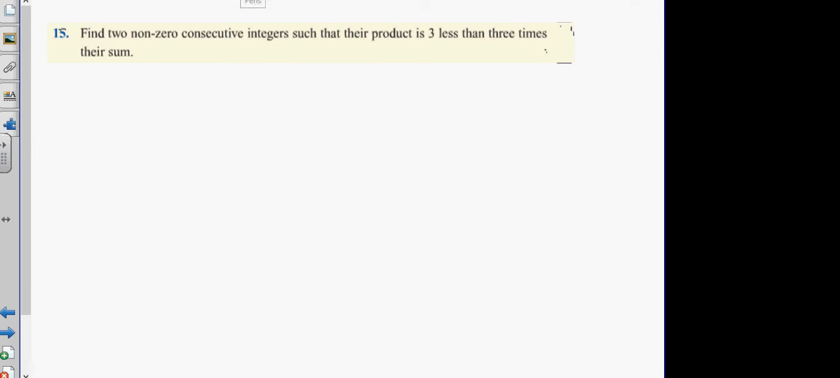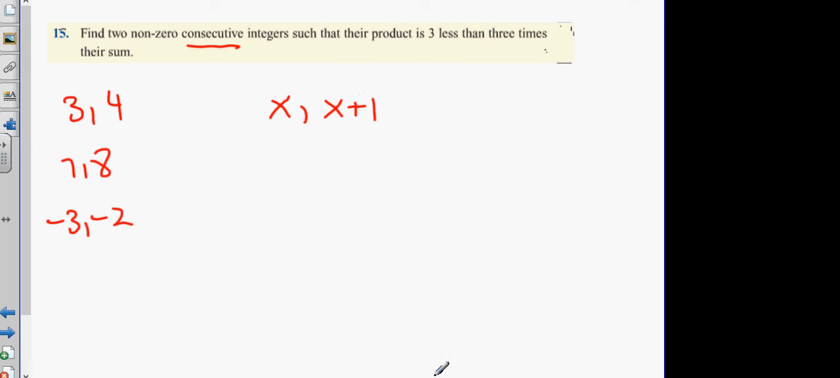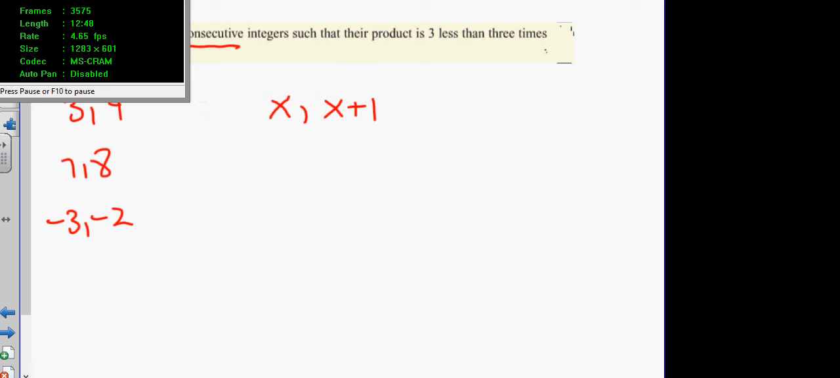Two non-zero consecutive integers. What does a consecutive integer mean? An example of 2 consecutive integers would be 3 and 4. Another example would be 7 and 8. Another example would be minus 3 and minus 2. Now, what I have to do is, I don't know what they are. So let the smaller one be x, and let the bigger one be, anybody? X plus 1, okay? So now we know that.